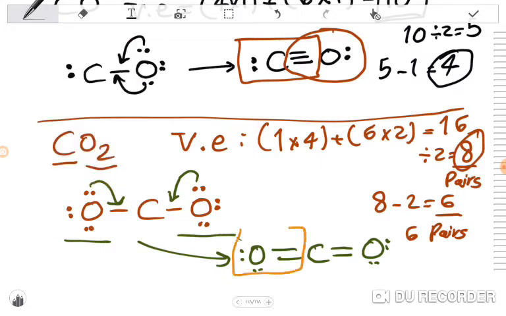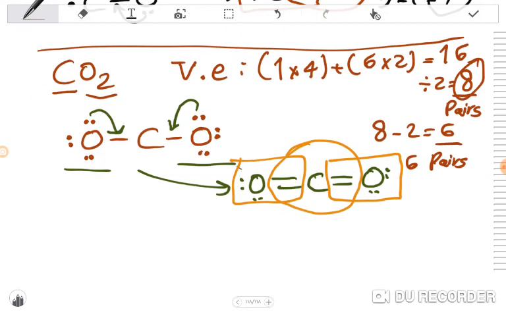The oxygen is octet, carbon is octet, and the other oxygen is octet. They are together. Okay?